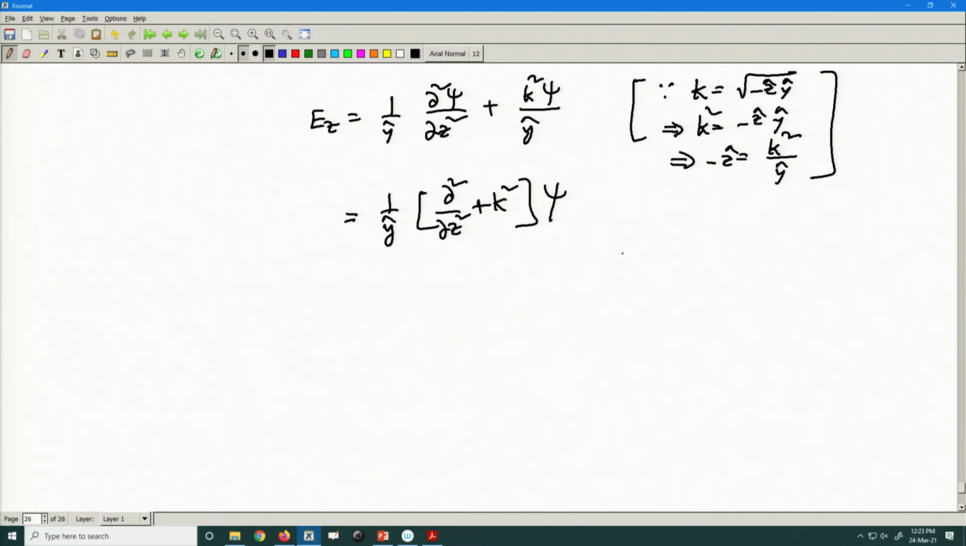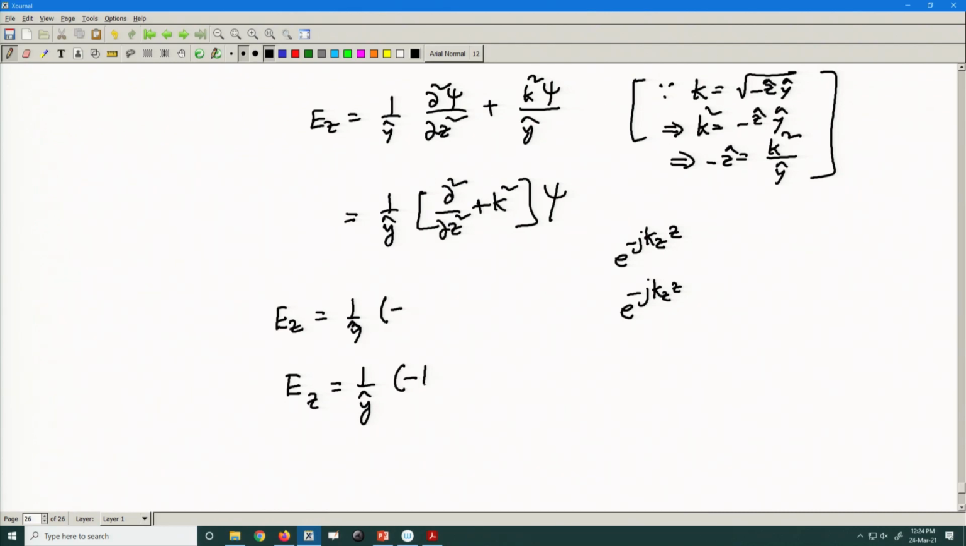Now, if I assume a e to the power minus j k z z variation along the z direction, then E z can be written as 1 by y cap, minus k z square plus k square psi.